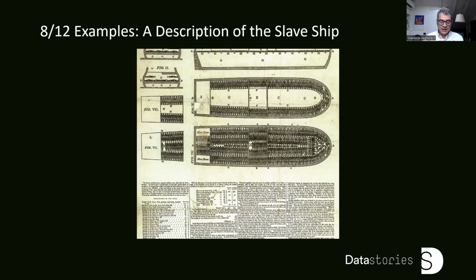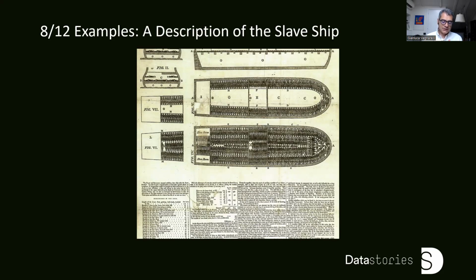So why is this image an interesting case to share in the context of a webinar on big data storytelling for social change? Because for the first time, the author represented the data about the slave trade using visualization. The data were available even before, but they had never been represented so effectively.